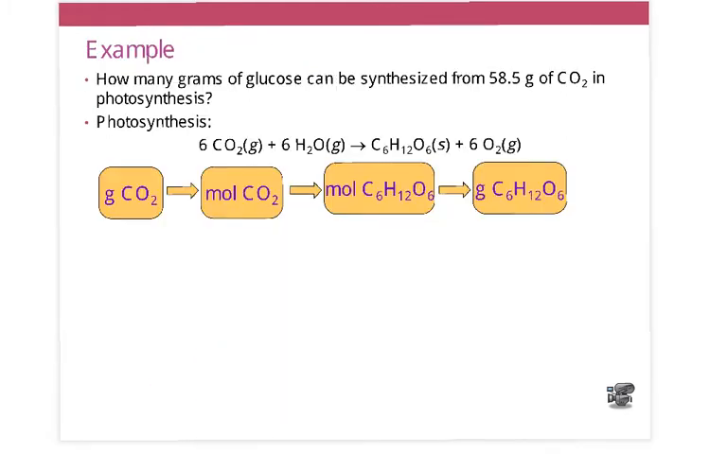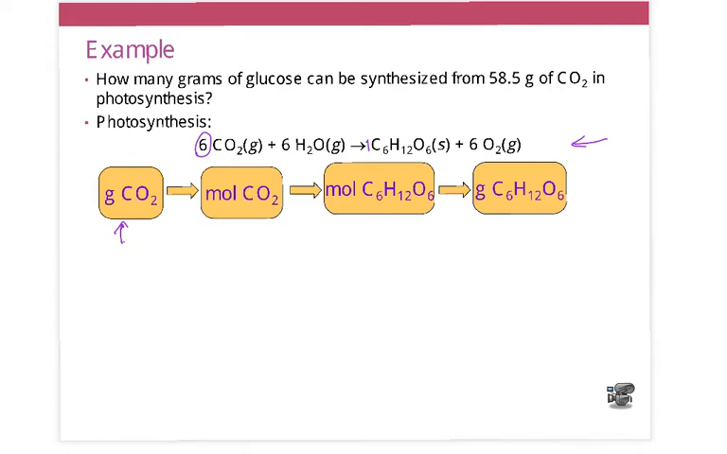Okay, let's go ahead and do an example. How many grams of glucose can be synthesized from 58.5 grams of carbon dioxide in photosynthesis? And we give you the balanced chemical equation for photosynthesis here. And remember, we have grams of carbon dioxide first, but we can't go directly from grams of carbon dioxide to grams of glucose, because this relationship here is mole to mole.